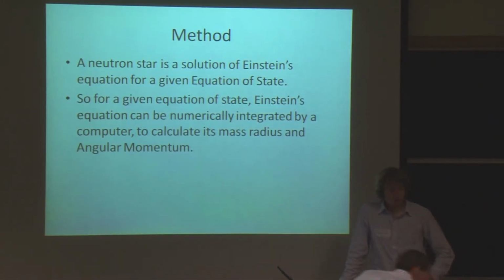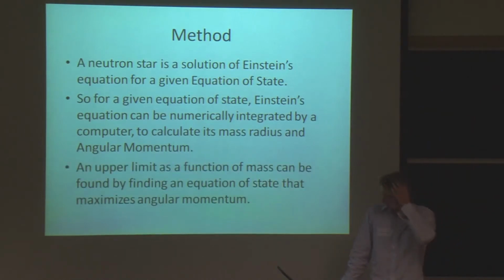And because it's a solution, if we have a given equation of state, we can numerically integrate Einstein's equation to get results for the mass, radius, and in particular, angular momentum. And so our goal is to set an upper limit as a function of the mass. So we're going to look for an equation of state that will be particularly conducive to having high angular momentum, and use that to bound the other ones so that we can find a general upper bound of what's physically possible.